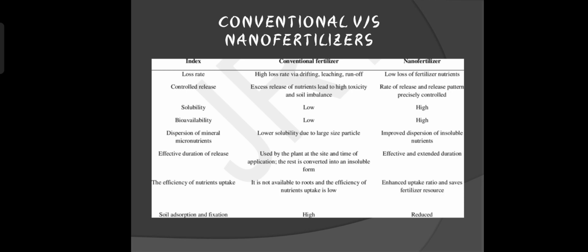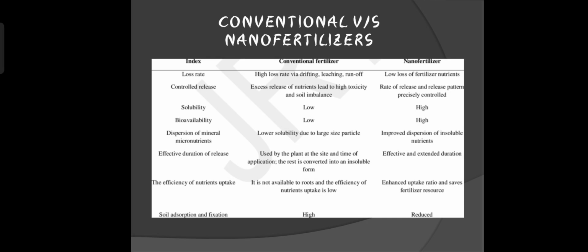These are the differences between conventional fertilizers and nanofertilizers. On my very left hand side, these are the main points and differences between conventional fertilizers and nanofertilizers. So first of all, if we talk about loss rate, in conventional fertilizers there is a high loss rate due to drifting, leaching, and runoff, but in nanofertilizers, there is low loss of fertilizer nutrients.